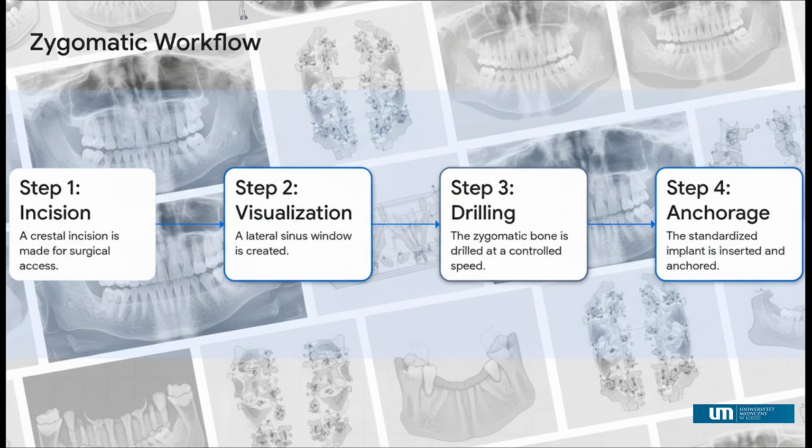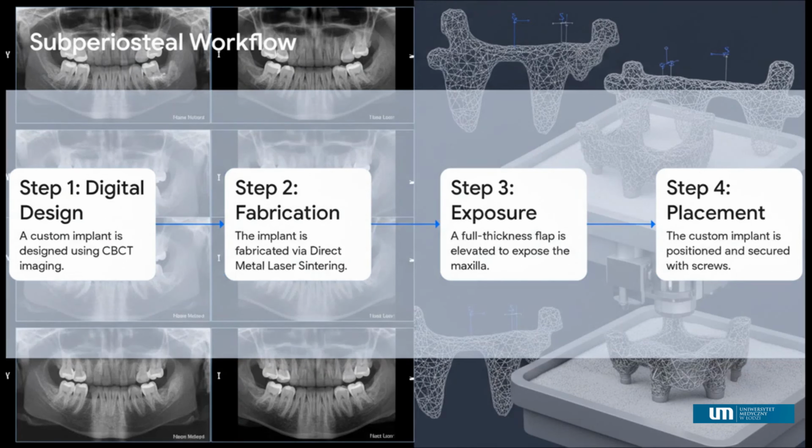The surgical workflow for zygomatic implants is a fairly standardized technique. The whole process is focused on gaining surgical access to the zygomatic bone so that a pre-manufactured implant can be anchored for primary stability. Now, the subperiosteal approach, it's a completely different philosophy. It's all based on a digital workflow. It uses high-resolution CBCT imaging to design and then fabricate a patient-specific device, which ensures you get a precise anatomical fit on the exposed maxillary bone.